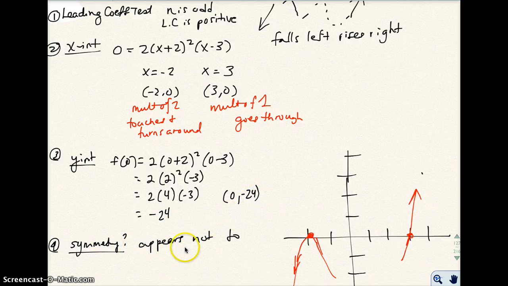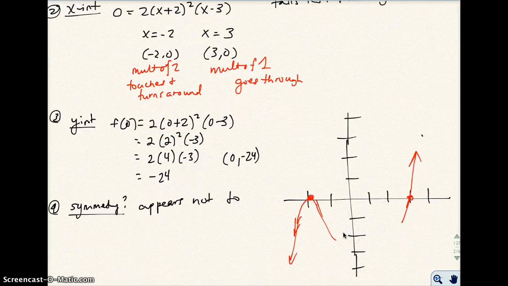And with symmetry, it appeared not to have any. I went ahead and started sketching my graph. And I plot the -2, 0 and the 3, 0. Because I know it rises right and falls left, I went ahead and drew that in, and then I know it touches this point at -2, 0 and comes back, and goes through that one. It looks like there's no symmetry there. So the next step I want to do is find the turning points.